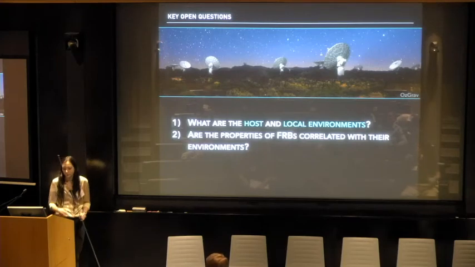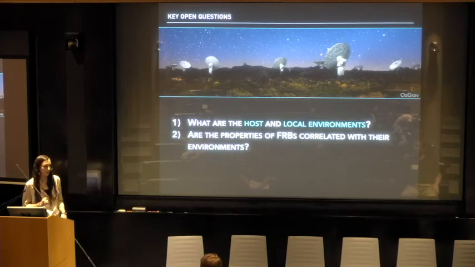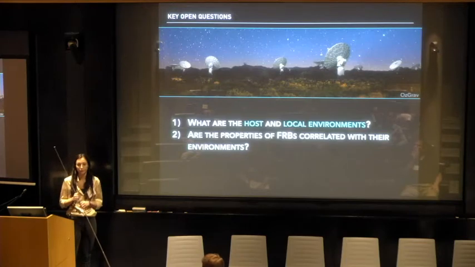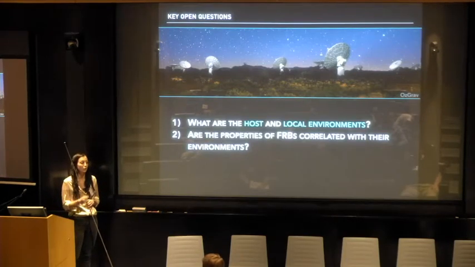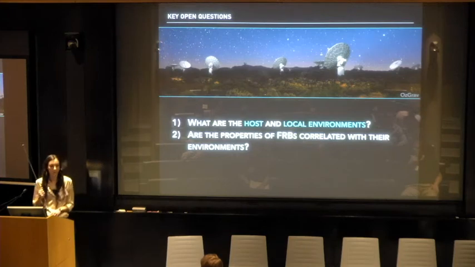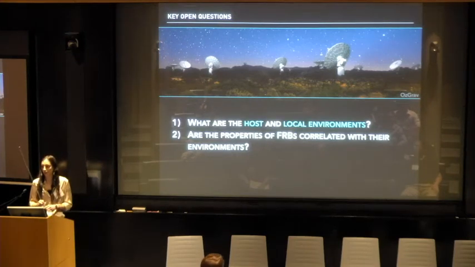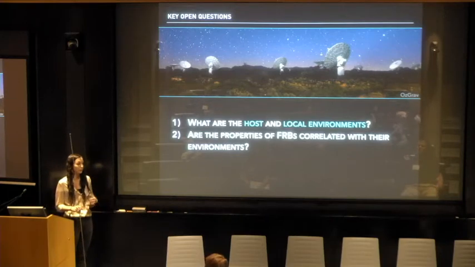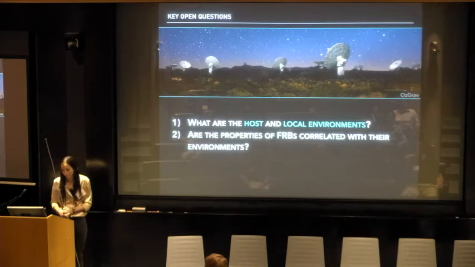And so what I want to do today is contextualize that a little bit and describe how the host galaxy demographics and the positions of FRBs within their host galaxies can inform us about the progenitors. This is an area that historically has proven to be quite useful in terms of understanding the progenitors of various types of different transients.